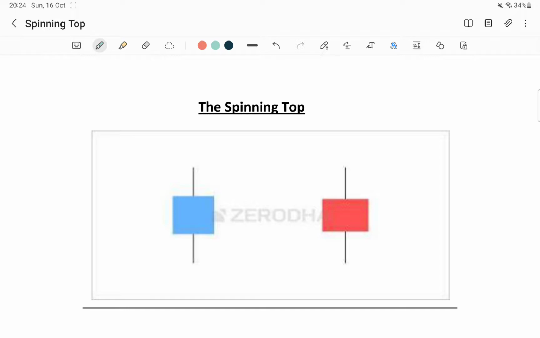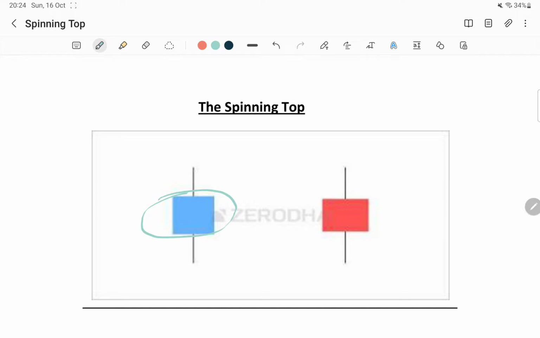In this video, we are going to discuss a single candlestick pattern called the spinning top. Let's understand the meaning of spinning top and how this candlestick is different from all other candlesticks. The main part about the spinning top is that it has a smaller body. What is the meaning of a smaller body?